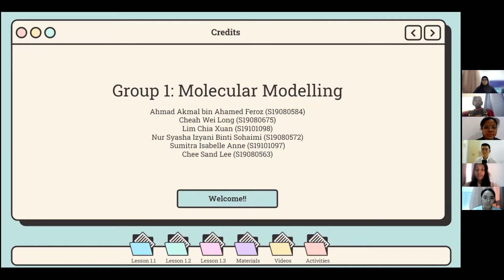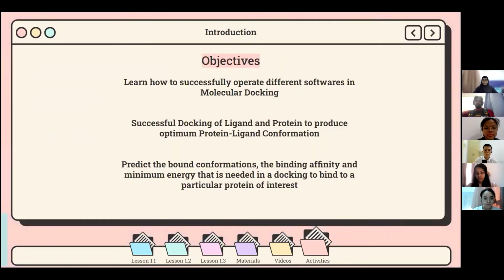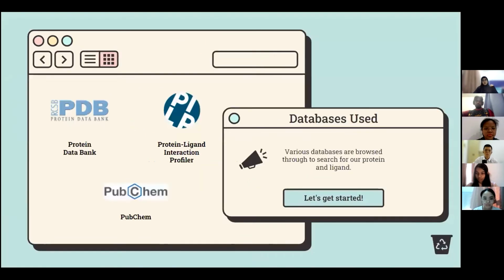Today we will be presenting our molecular docking project on the proteins and their associated ligands. Starting off with the introduction, docking in short is studying how ligands and the protein interact and fit together. There are three types of docking, namely protein-ligand, protein-protein, and protein-nucleic acid. The objective of our project is to illustrate the flow of the molecular docking software and show our protein-ligand conformation that we have successfully docked, as well as computing various parameters relating to docking.